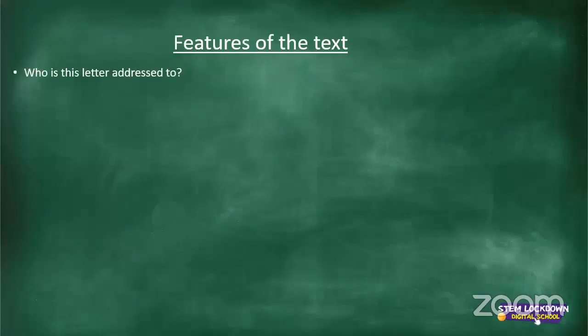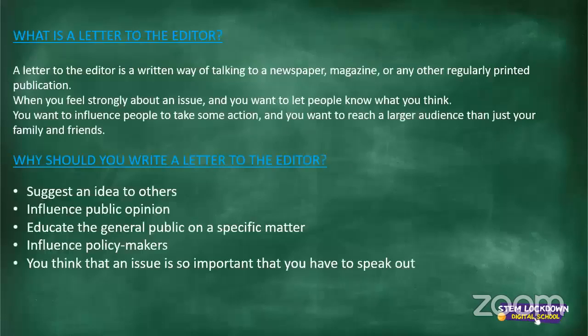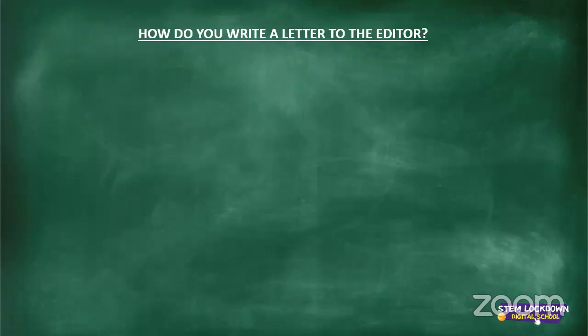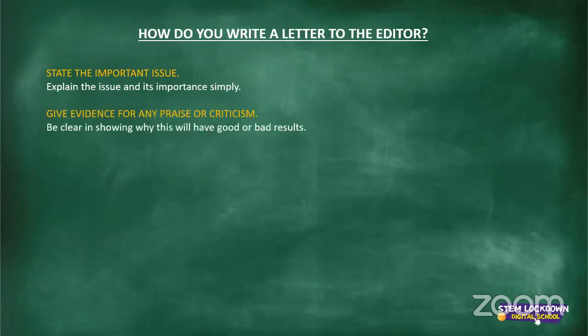So I want us to go back a bit. Right. So when you write a letter to the editor, you state the issue, okay? So you explain the issue and its importance. You keep everything simple, okay? You don't want to complicate your letter. Secondly, you give evidence for any praise or criticism, okay? Just like the student who wrote the letter, her evidence was her talking about her own experiences, that they get punished, they get hit at school if they come late, and it's normally due to transport, and when she can't do her homework because they share books, this is what happens.